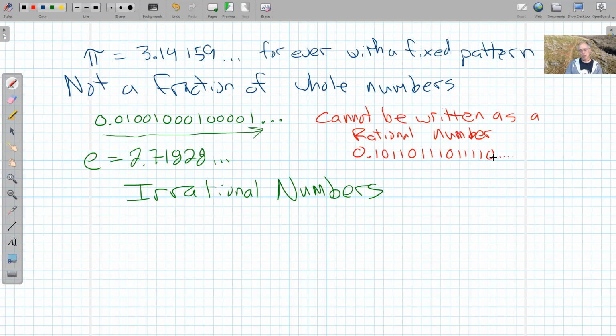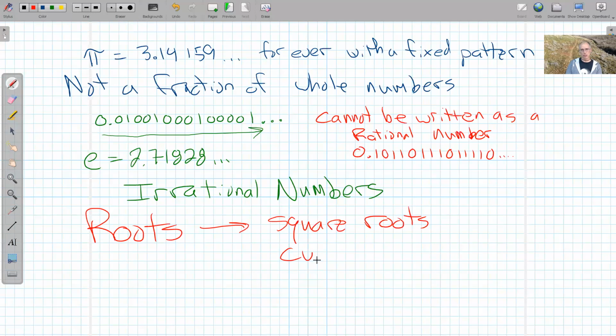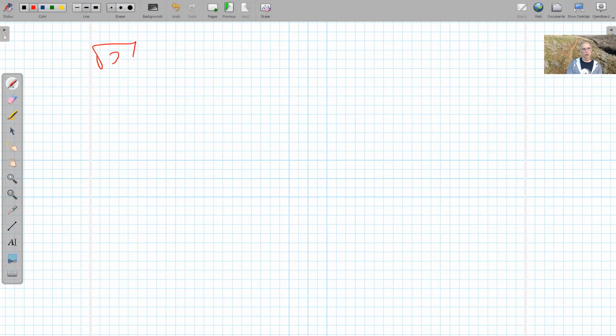Where we can see a pattern, but it's not a strictly repeating pattern, which is the same chunk over and over again. The big group of numbers that we have access to as humans that are irrational are roots. And so we'll look at a couple of different kinds of roots. Square root is like the most popular one. There's also cube roots and fourth roots and so on. And so we're going to look at some of these. The simplest root that's irrational is the square root of 2.